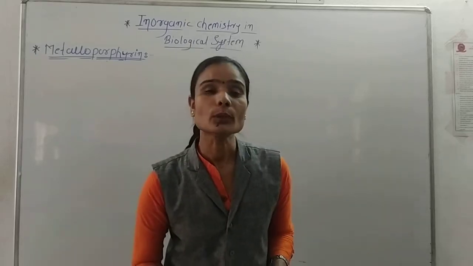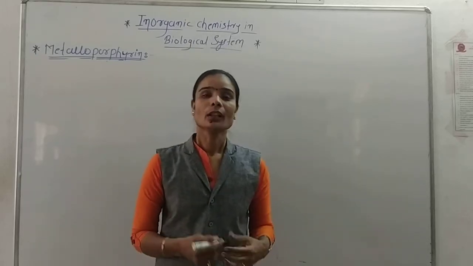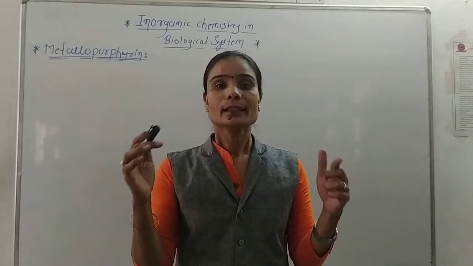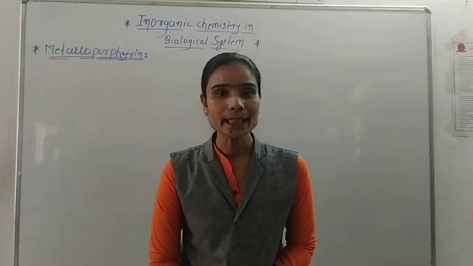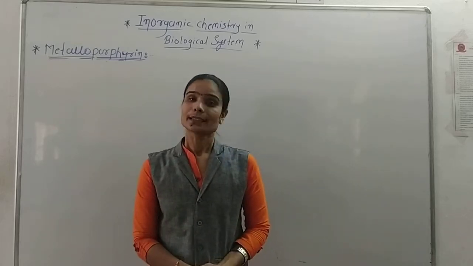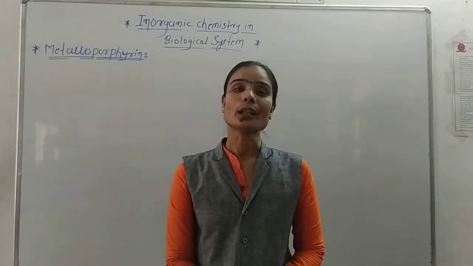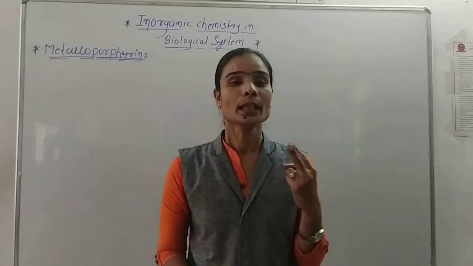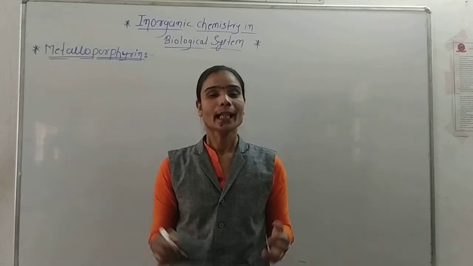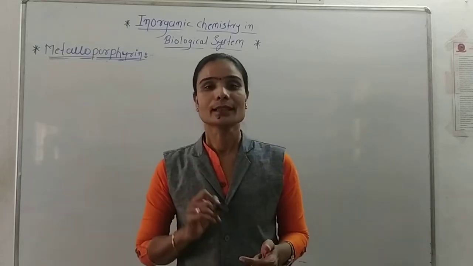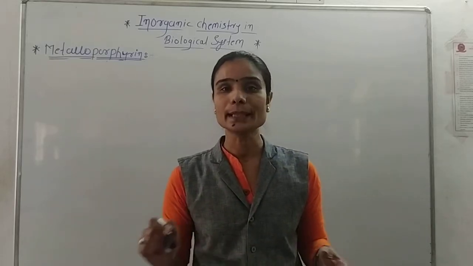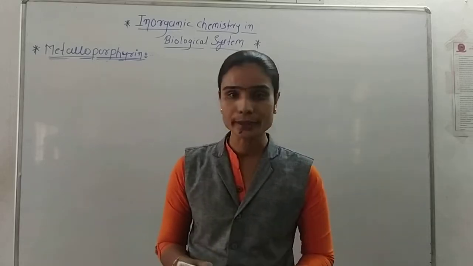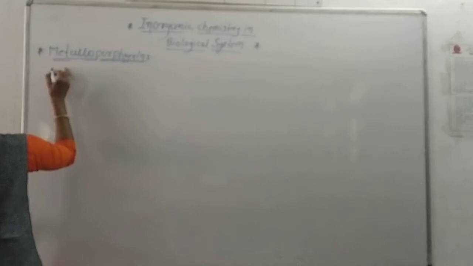Metalloporphyrins are complexes in which a metal atom is present in the center of a ring, and that ring is made up of pyrrole. Such compounds are called metalloporphyrins, and there are two types: hemoglobin and myoglobin. In the last lecture we discussed the structure, function and properties of hemoglobin. Today we are going to see the second metalloporphyrin, that is myoglobin.